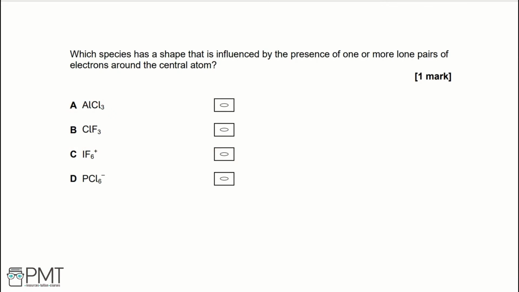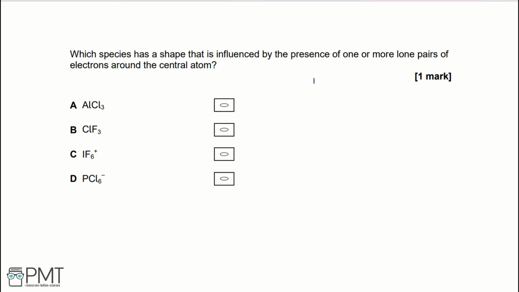Which species has a shape that is influenced by the presence of 1 or more lone pairs of electrons around the central atom? A. AlCl3, B. ClF3, C. IF6+, or D. PCl6-. Let's start by drawing each of our structures.